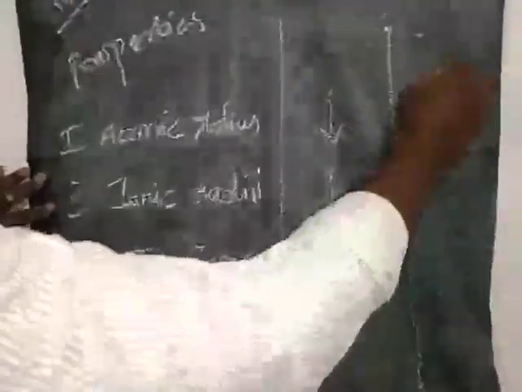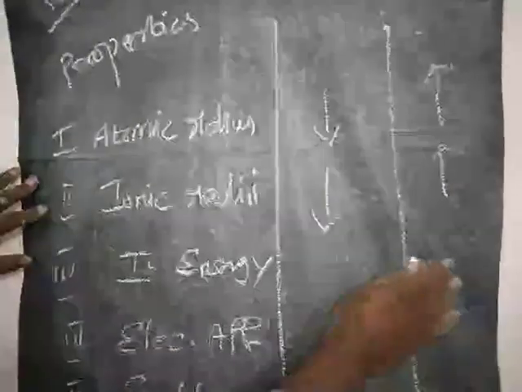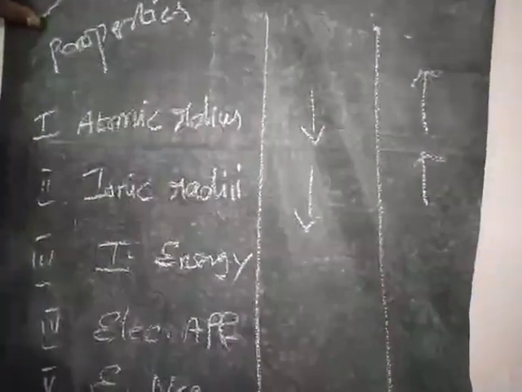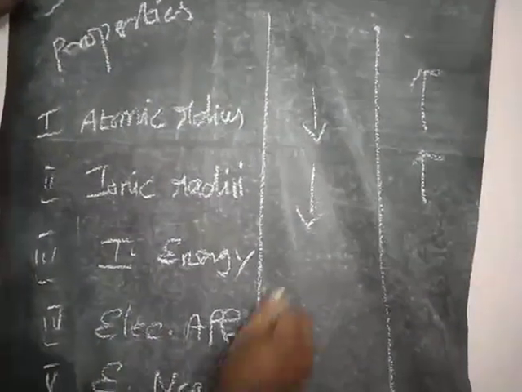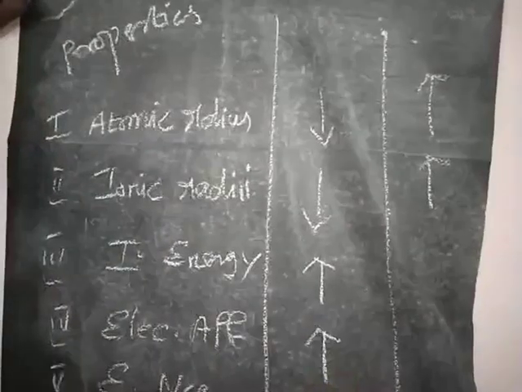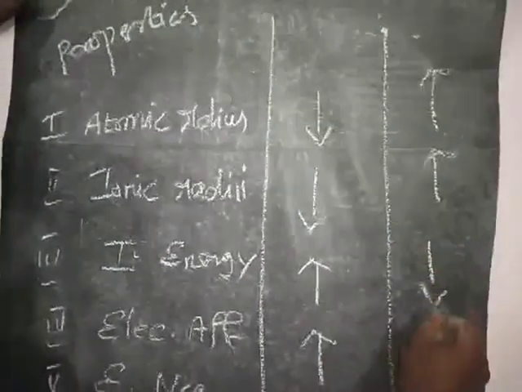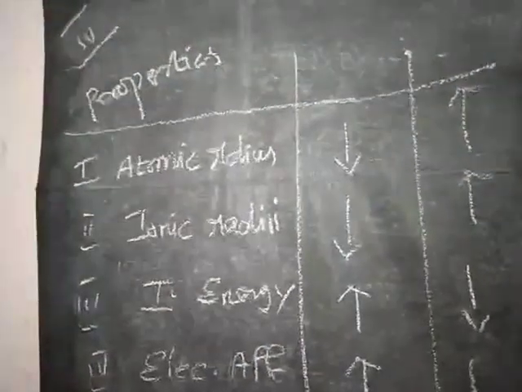here decreases, here also decreases, here increases, here also increases. In the same way ionization energy, electron affinity and electronegativity, here increases, here increases, here decreases, here decreases. This is one of the shortest methods to remember what will happen along the group and along the period. So today we have discussed up to the periodic properties of an element.